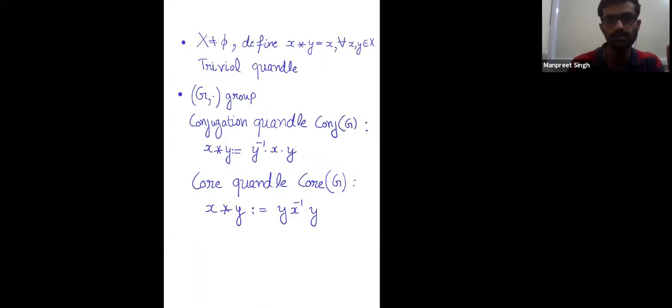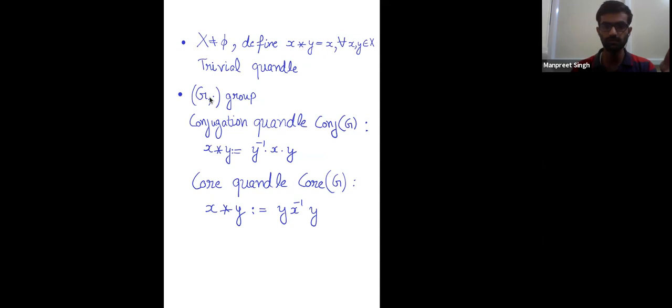Let's go through some examples. Suppose we have some non-empty set X, and define x star y to be x for all elements in the set X. This type of set is known as a trivial quandle. Notice that a trivial quandle can have any number of elements.